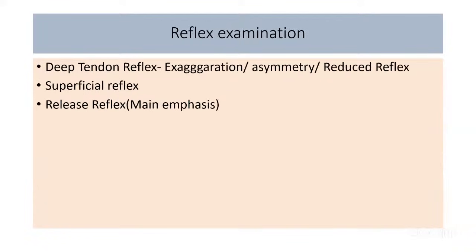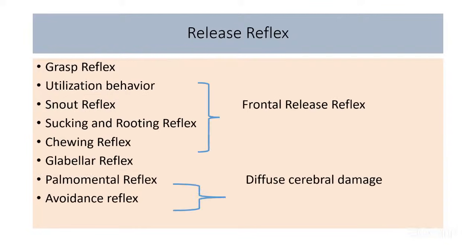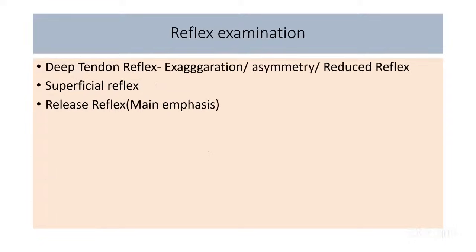And for reflex examination, deep tendon reflexes can be exaggerated, asymmetrical or reduced, and superficial release reflexes are the main emphasis. But your deep tendon reflexes are equally important. See, the multi-system atrophy, the name itself says multi-system. It will be exaggerated in multi-system atrophy. So if you are getting exaggeration of reflexes, you should check for atypical Parkinsonism. Is it MSA? Okay. So exaggeration of reflexes and asymmetry are equally important. Yes, asymmetry will be seen.